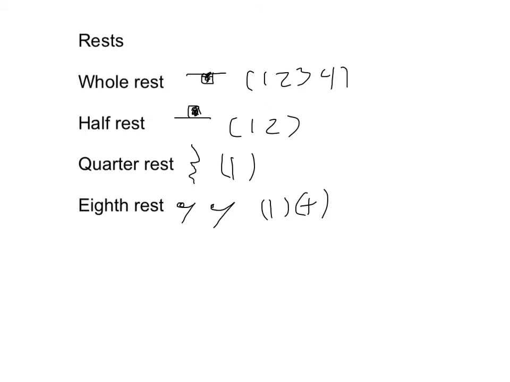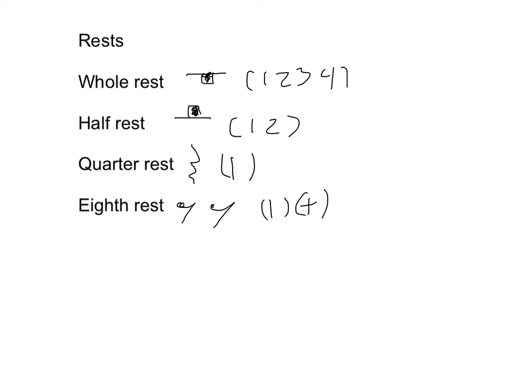So now we have the rests, and for rests everything goes in parentheses because there is no attack. It's silence. So we have to make sure that we still count the numbers at the same rate of speed because they're still happening for the same number of beats, and the beats are worth the same amount. It's just we don't have an attack.